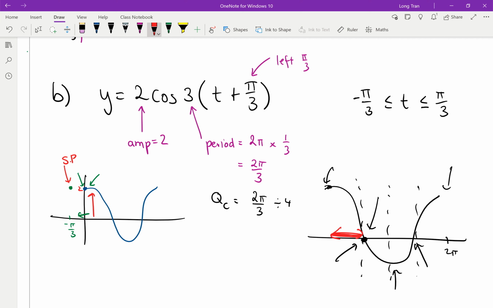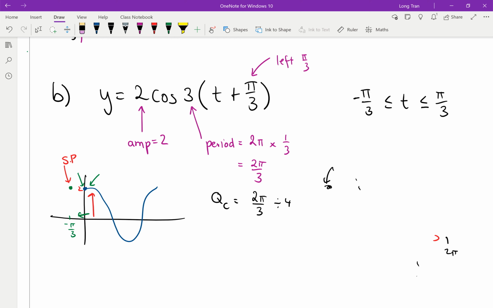How long does it take? Because once I know how long it takes, I can then add it on to get to the minimum, add it on again to get to the center, add it on again to get to the maximum. That's the idea of finding quarter cycles. Okay? So I'll delete all this so it doesn't confuse you.